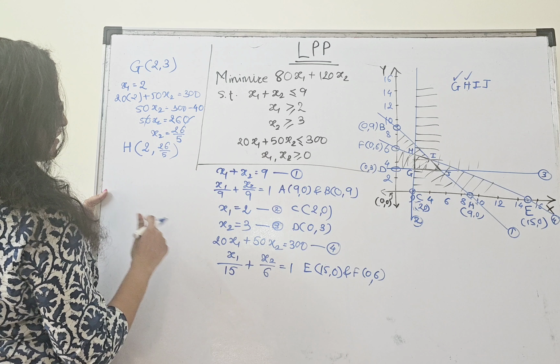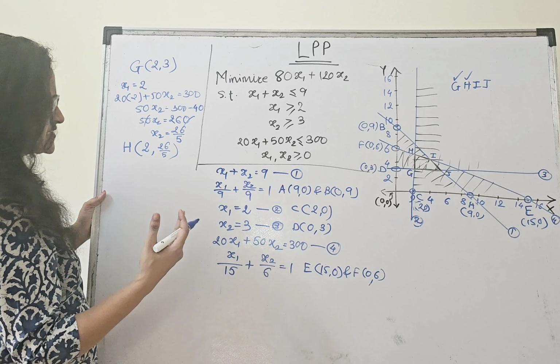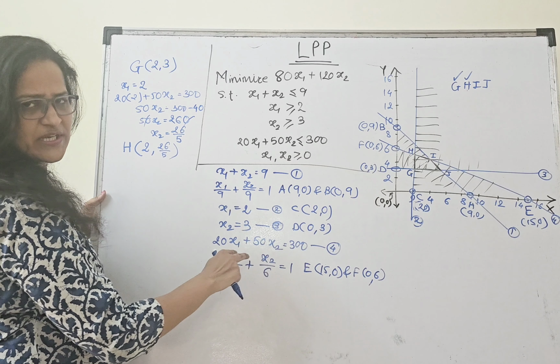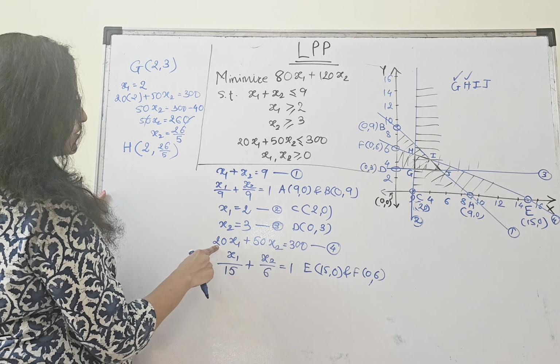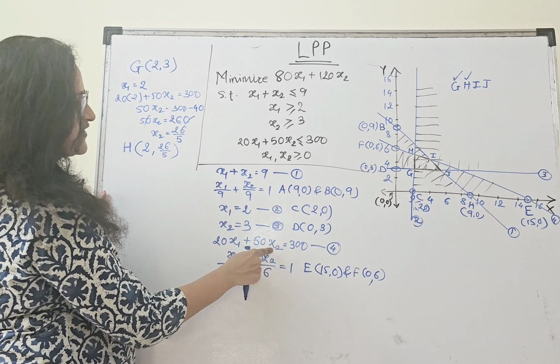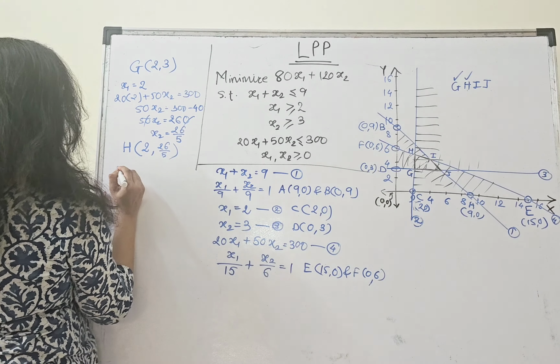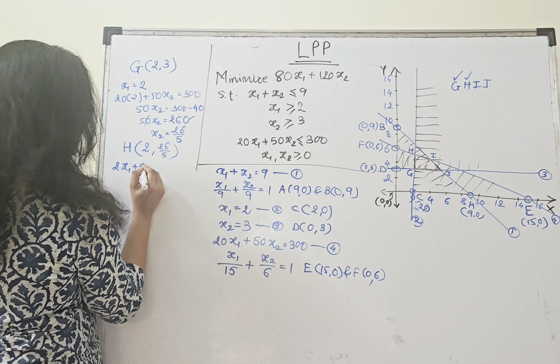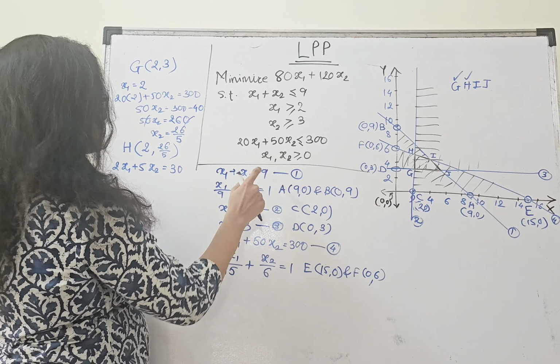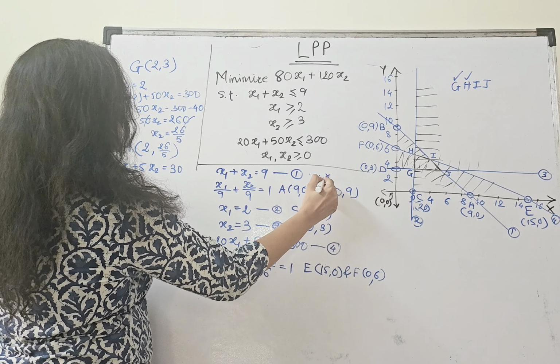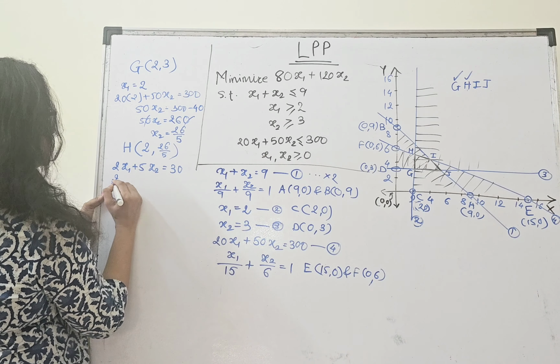So solve those now. For simplicity, we'll simplify this equation by dividing the complete equation by 10. So it gives me 2x1 plus 5x2 equals 30. And equation 1 is this. So what I'll do, I'll multiply this equation with 2. So what does it give me?